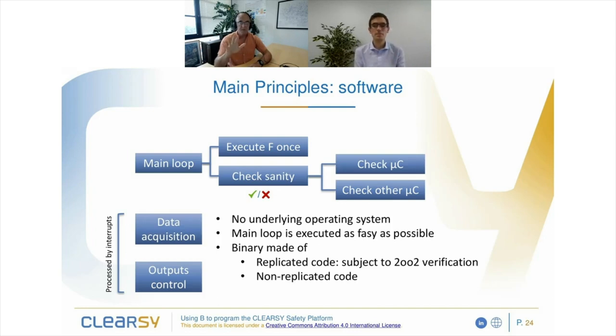So the main thing is we don't have any underlying operating system. So the main loop is executed as fast as possible, meaning there is no predefined cycle time. And the binary is made of two parts. The replicated code, so you remember the two different branches for the code generation, and this replicated code is subject to what we call 2 out of 2 verification, and the non-replicated code. So the code is not executed and verified the same way.